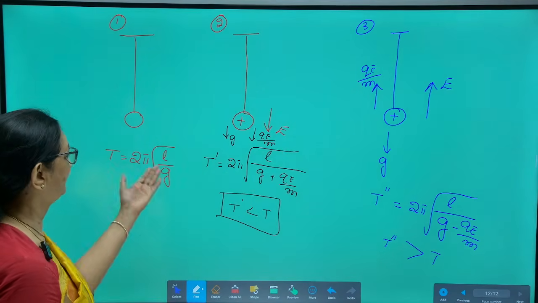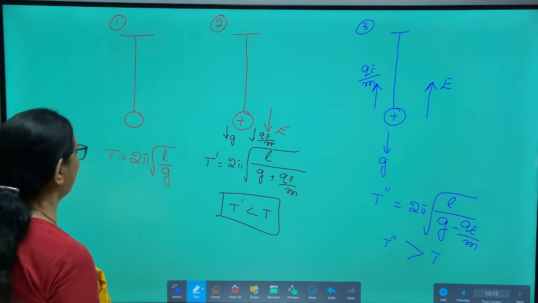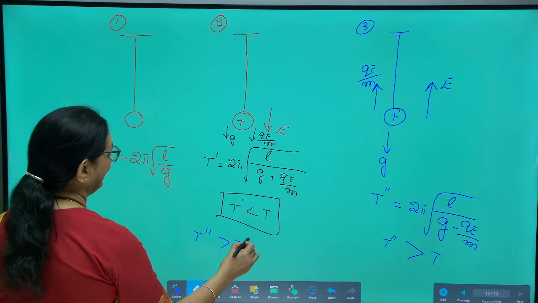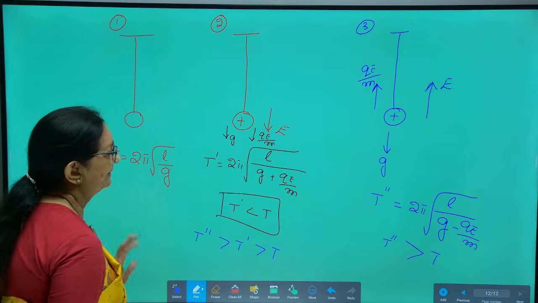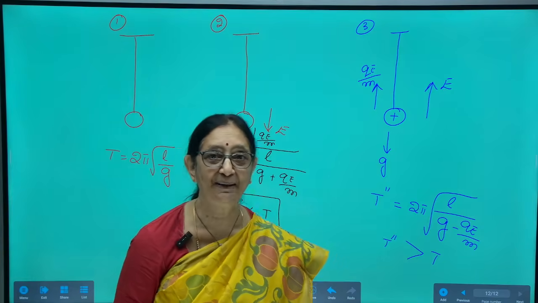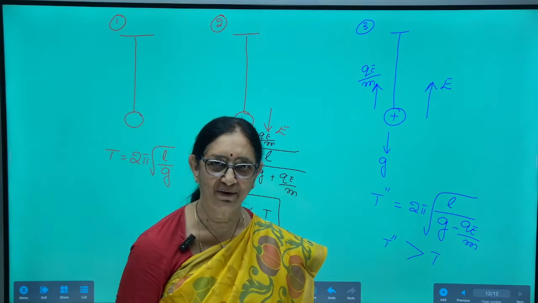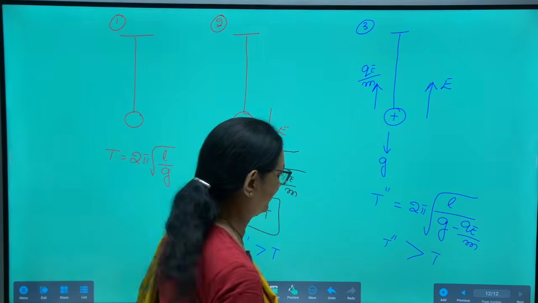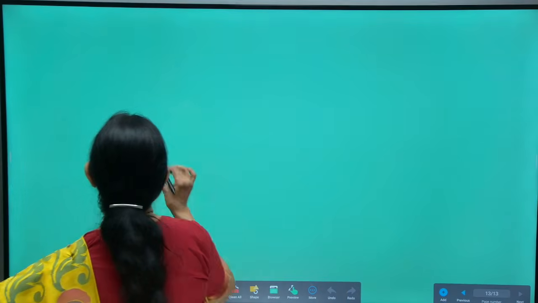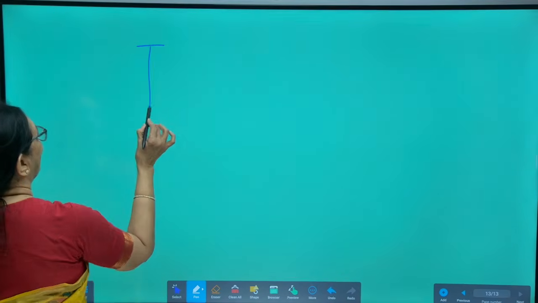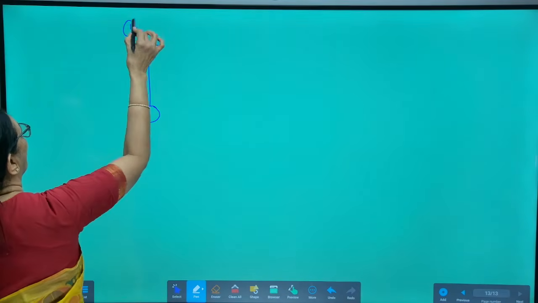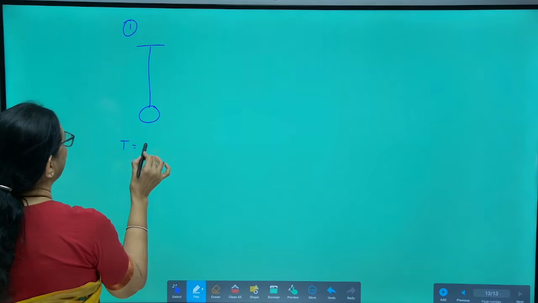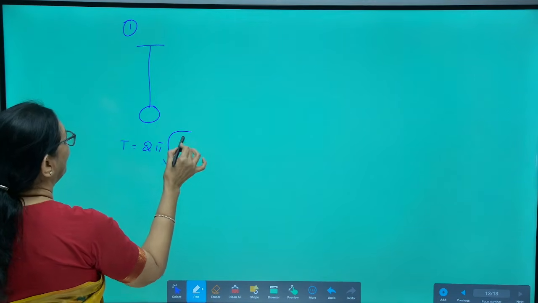Suppose if you are asked to arrange them in increasing order, T double dash greater than T dash greater than T. That is the increasing order of time periods of oscillation. Now, you have to answer me. I am going to ask you another question. Look here. See, this is a simple pendulum oscillating under the influence of gravity. This is 2 pi root L by g.